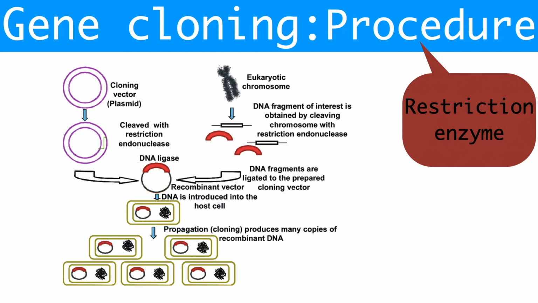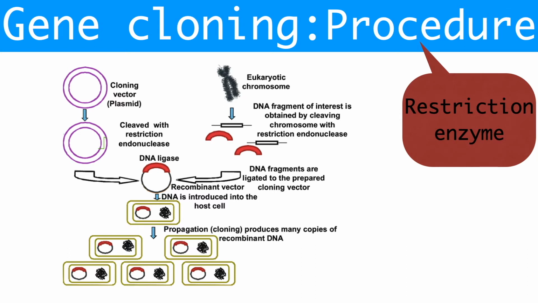Using the restriction enzyme, the desired fragment of DNA is extracted. We cut a certain DNA sequence in the donor and extract the desired fragment of the DNA, and in a similar way the vector DNA is cut using the restriction enzyme. Then the donor fragment of DNA, the fragment that we want to clone, will be incorporated or recombined into the vector DNA.